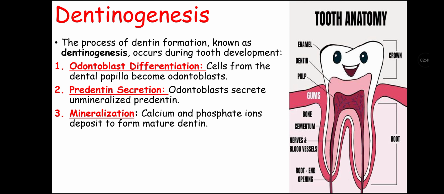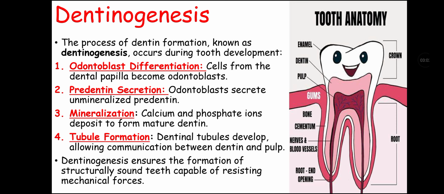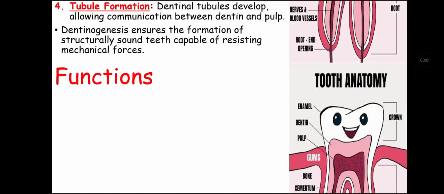And then there is step in dentinogenesis, that is mineralization, that is calcium and phosphate ion deposit to form mature dentin. And next is the tubule formation as dentinal tubules develop, allowing communication between dentin and pulp. Dentinogenesis ensures the formation of structurally sound teeth capable of resisting mechanical forces.